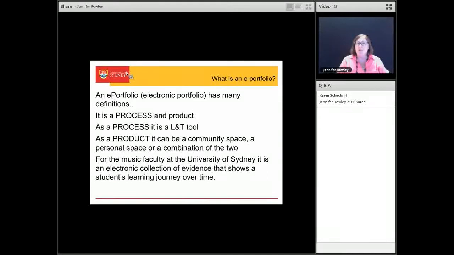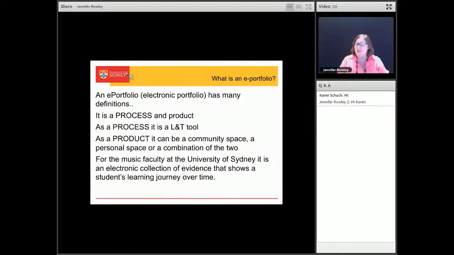So what is an ePortfolio? Well, it's got many, many definitions. We see it as a process and a product. As I said before, process, it's a learning and teaching tool. As a product, it can be a range of things. It can be a community space, it can be a personal space, or it can be a combination of the two. For us here in the music faculty at the University of Sydney, it's certainly an electronic collection of evidence that shows a student's learning journey over time. Now, what do I mean by a learning journey?